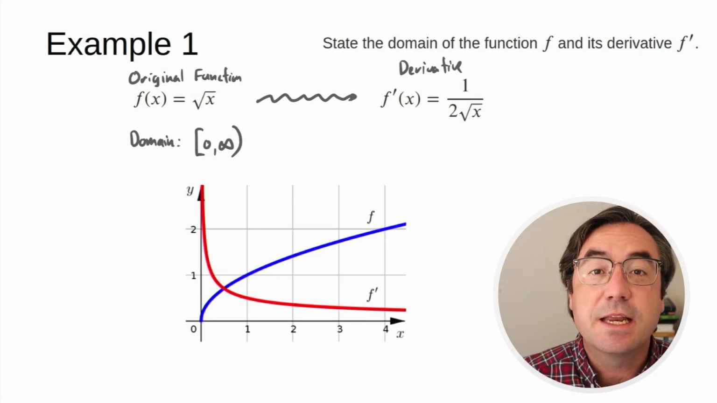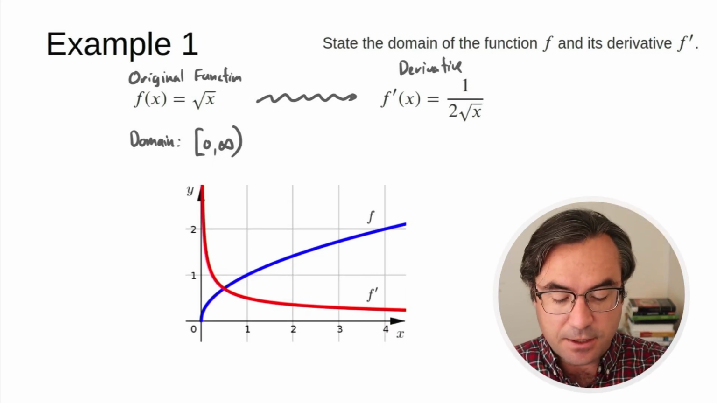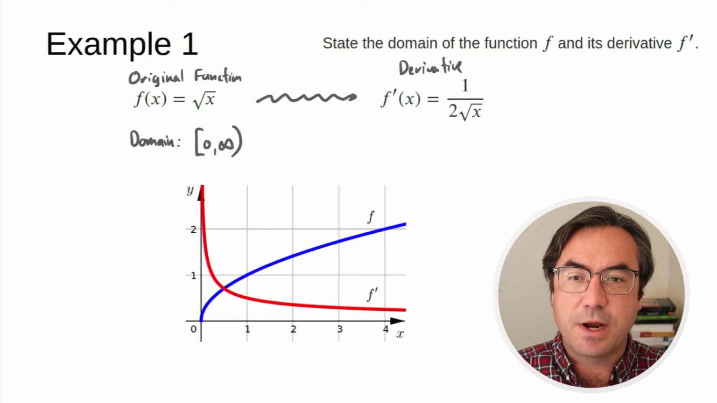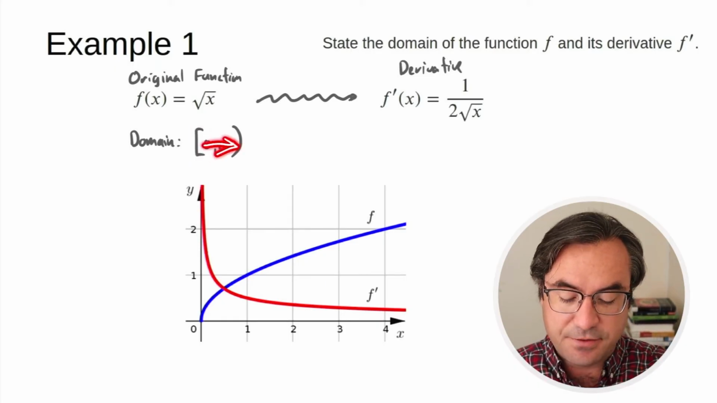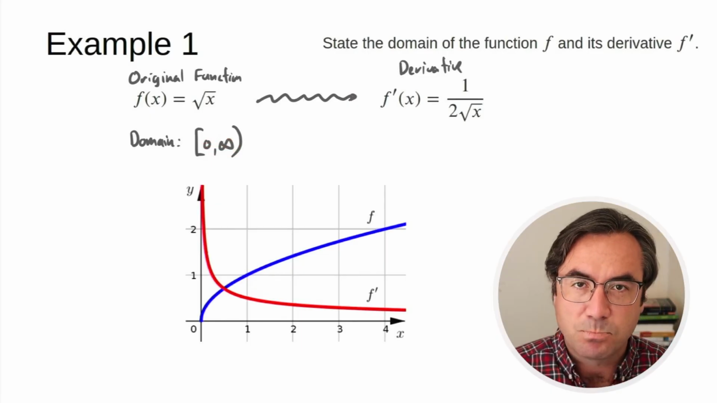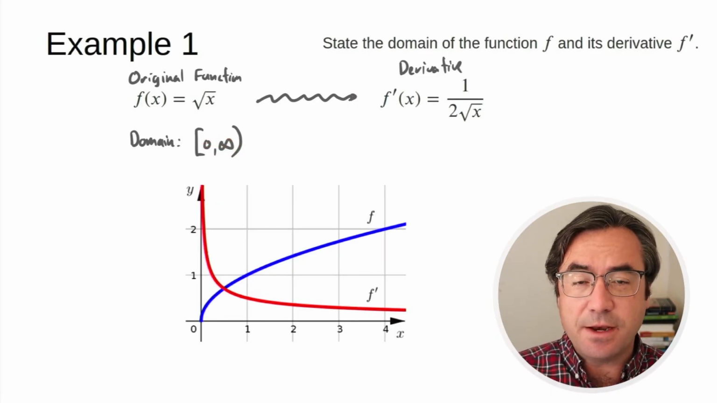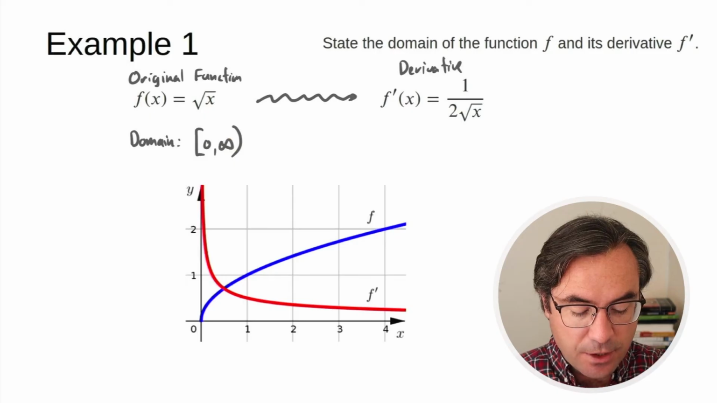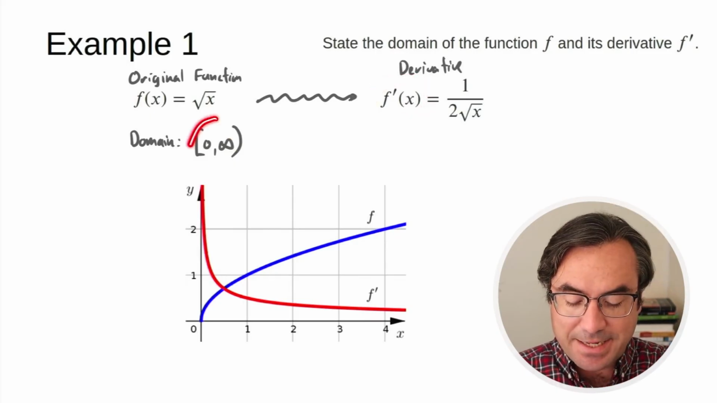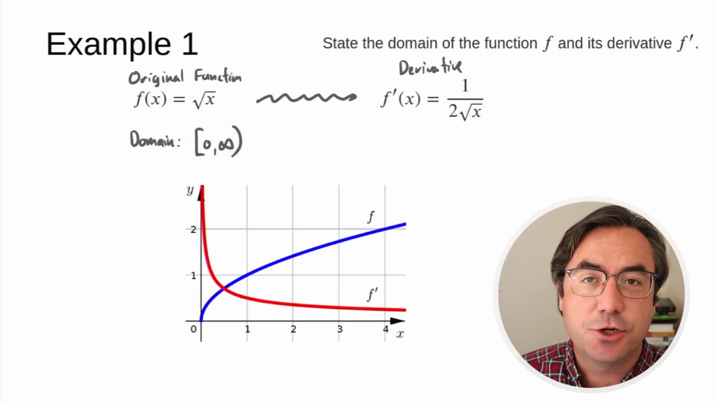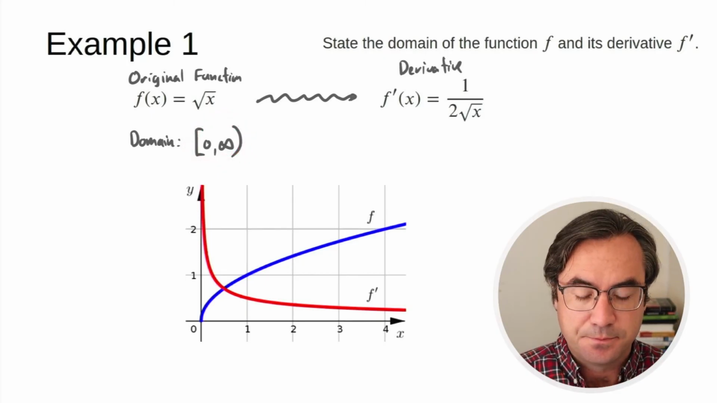So we could indicate that with an interval. It's the closed interval, so we use a closed bracket here to indicate that 0 is okay, and then it's all the positive numbers from there. Okay, so that's the domain of the original function. So when we calculate its derivative, at best, this is the domain. This could be the domain of f prime.